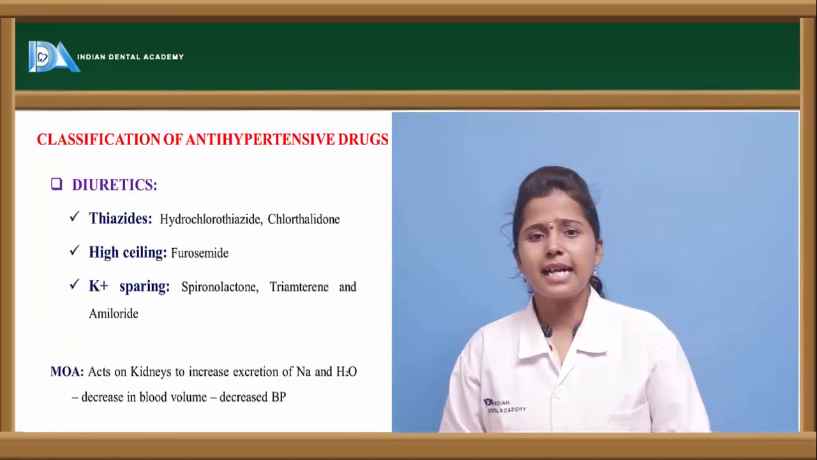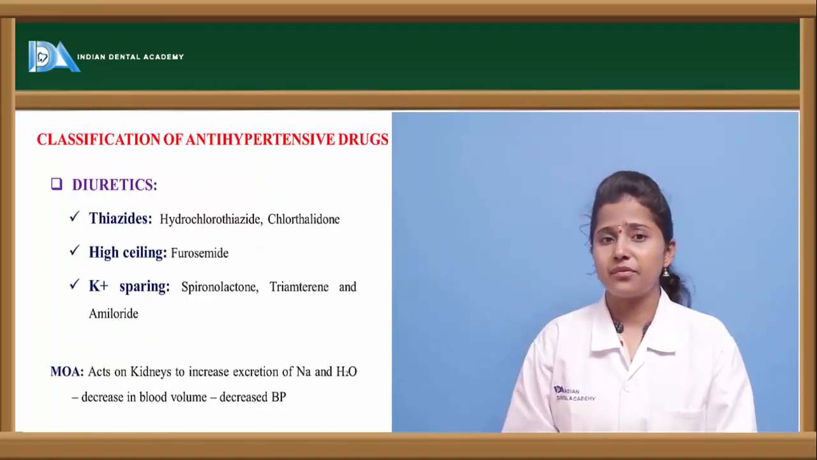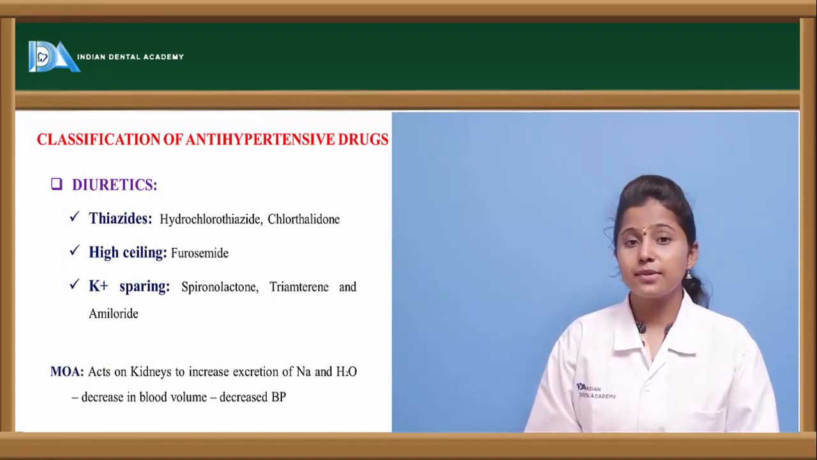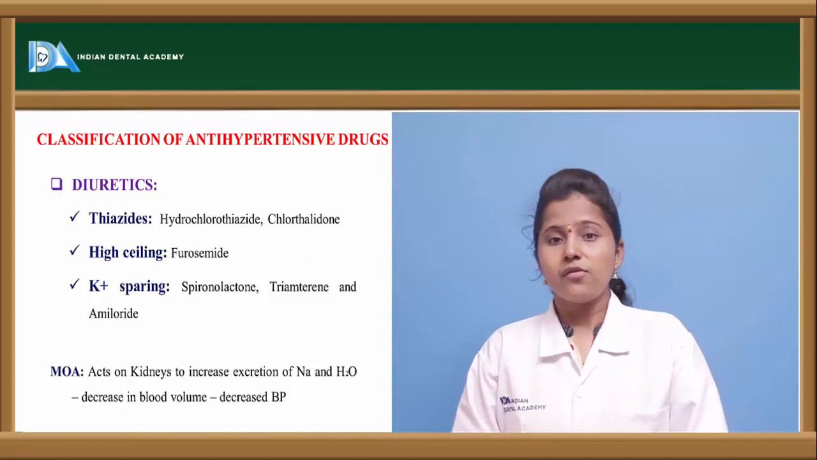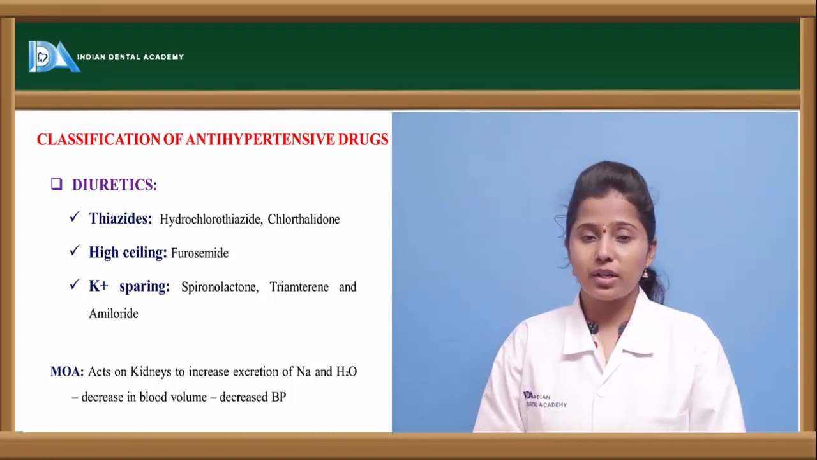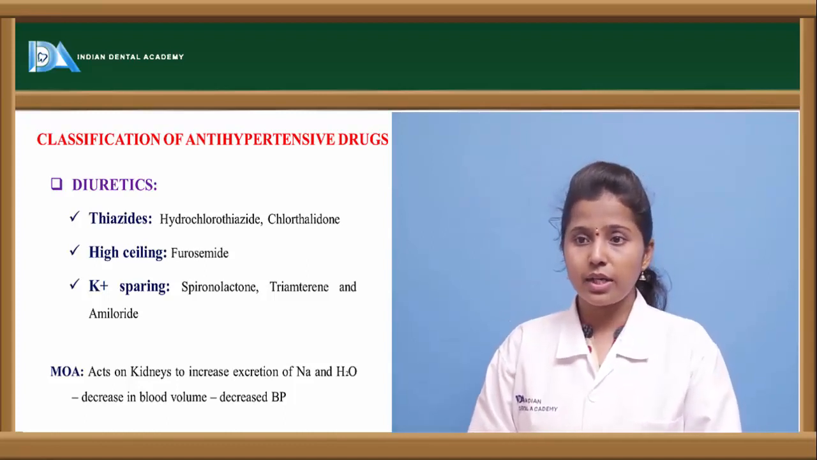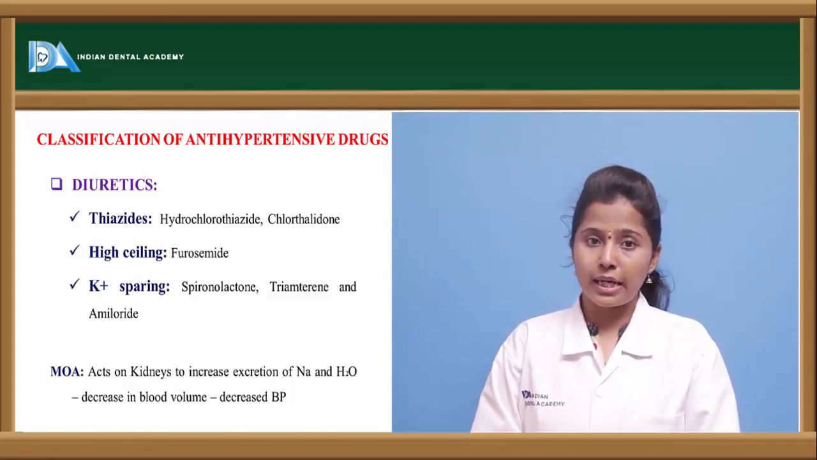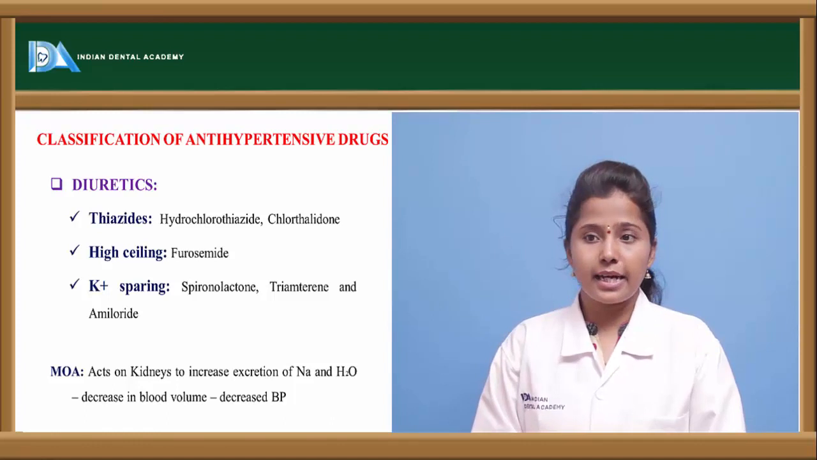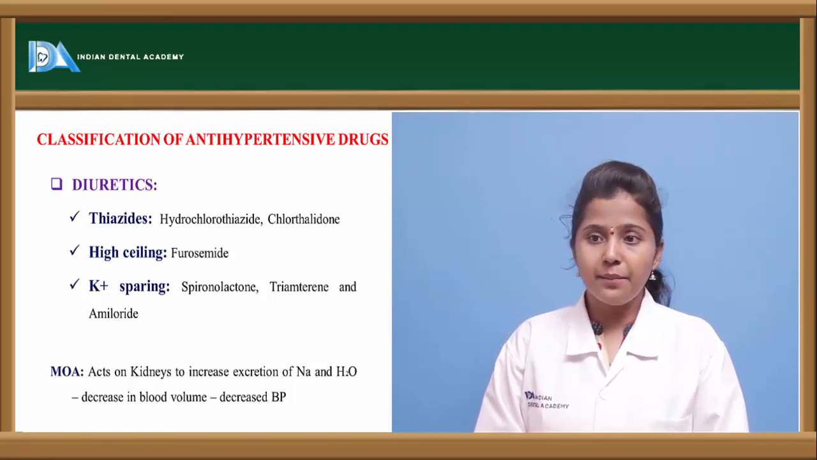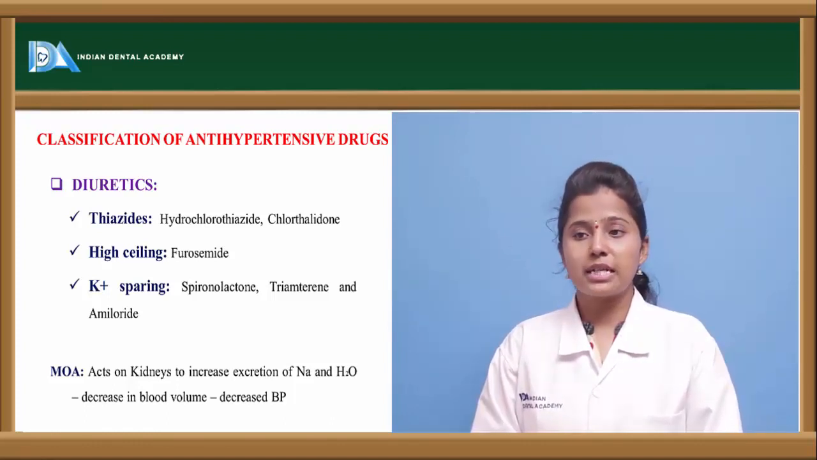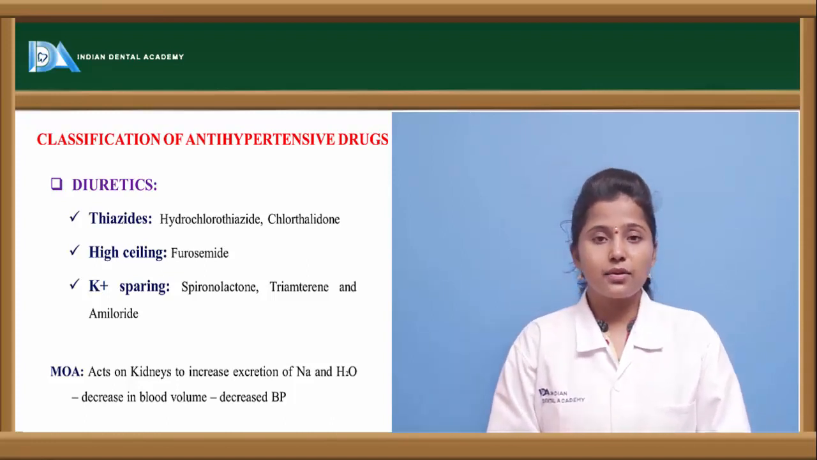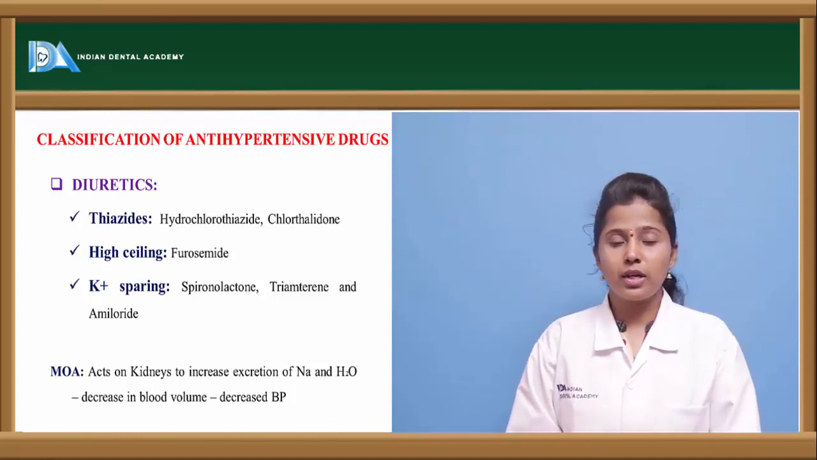Now, let us see the classification of antihypertensive drugs. First class of drugs includes diuretics. Diuretics are the drugs which act on the renal system. The first category in diuretics are thiazide diuretics, which include hydrochlorothiazide and chlorothiazide, and high ceiling diuretics like furosemide, and potassium sparing diuretics like spironolactone and amiloride. These are the classes of drugs included under diuretics.